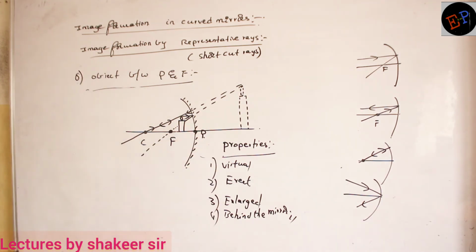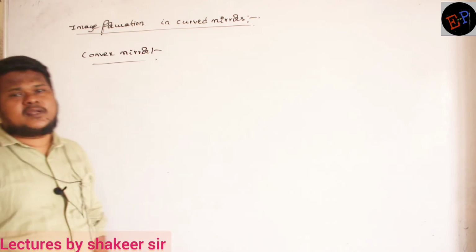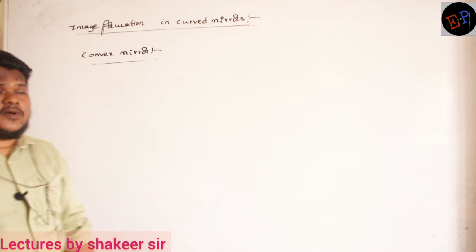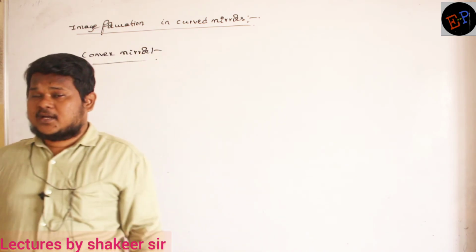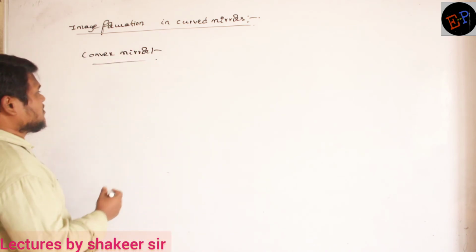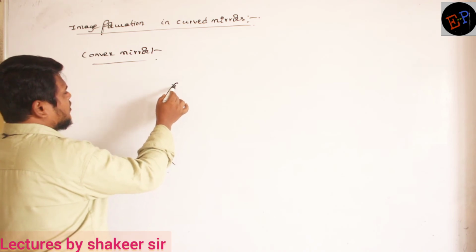Clear? That's it. Image formation in the case of a convex mirror. Until now we have studied all the cases related to concave mirrors, no? Now the convex mirror, and for a convex mirror we have only one condition. For concave there are six, for convex only one condition. Let us see what that condition is. So consider this is a convex mirror.